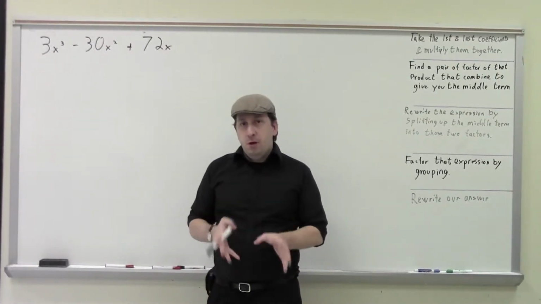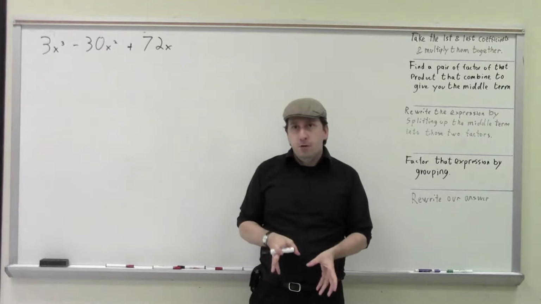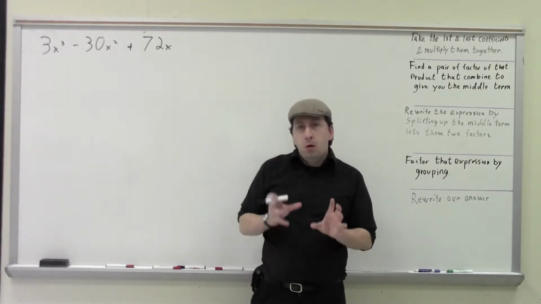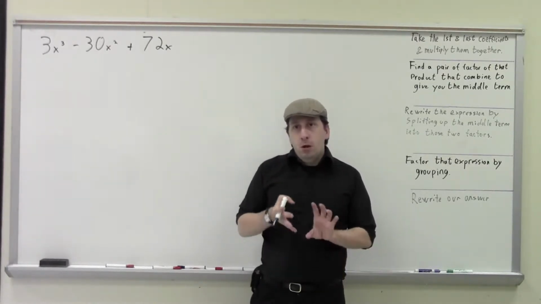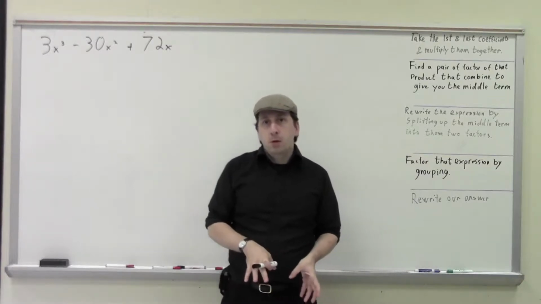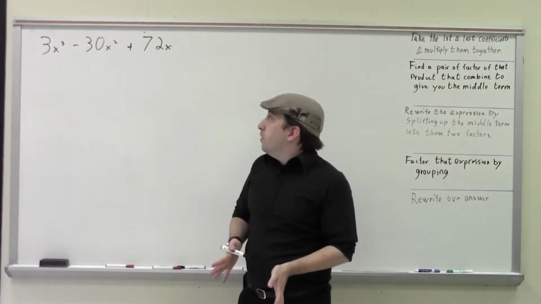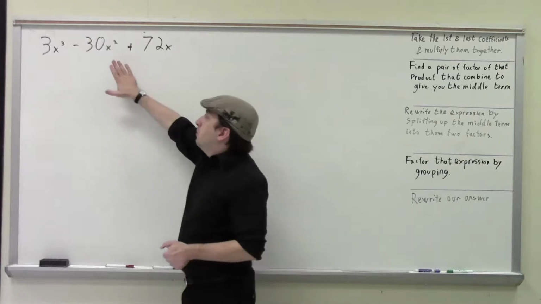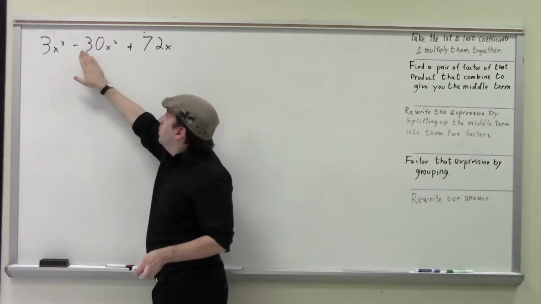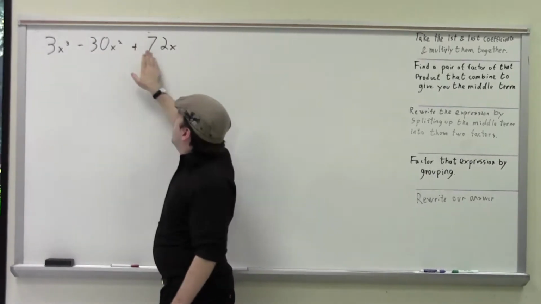So today I wanted to talk about a couple of examples where we have to factor out the greatest common factor. Okay? So the first example I want to start off with is this. I've got 3x cubed minus 30x squared plus 72x. Okay?